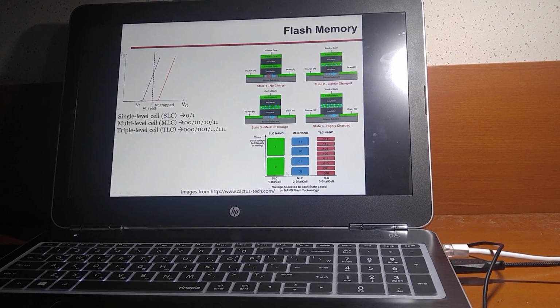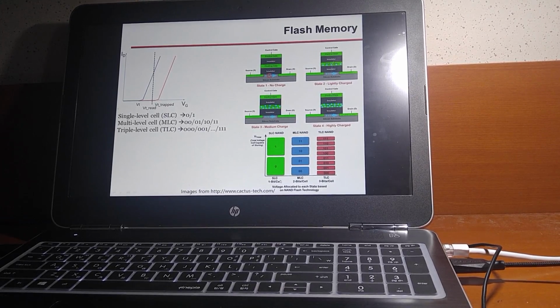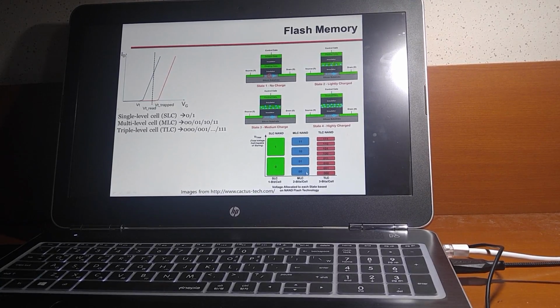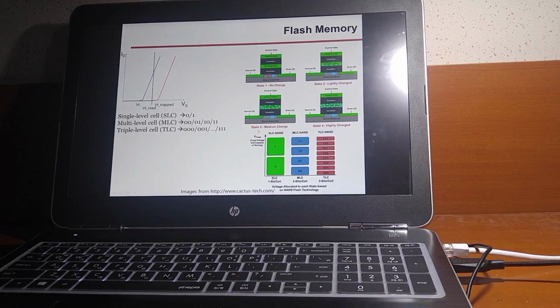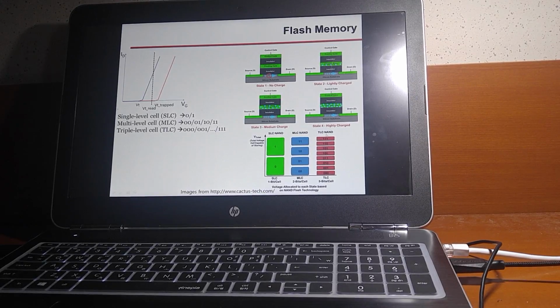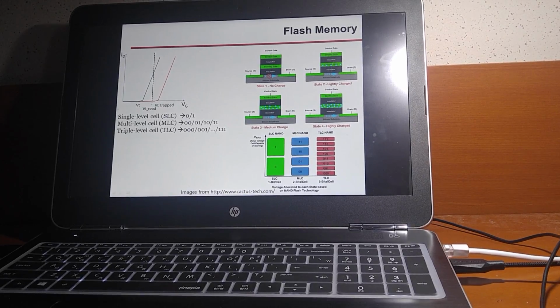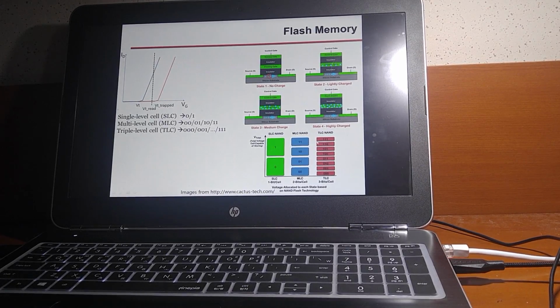And for SLC we use only a single threshold voltage, but for MLC there are 3 threshold voltages to classify the memory, and there are 7 threshold voltages for TLC. But we have to make enough margin between the data states.